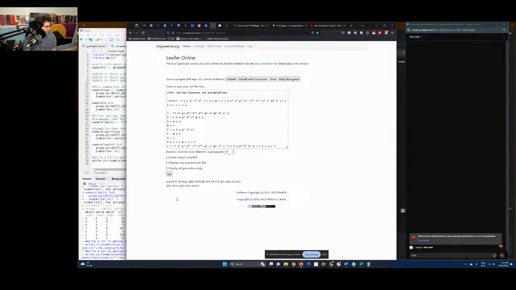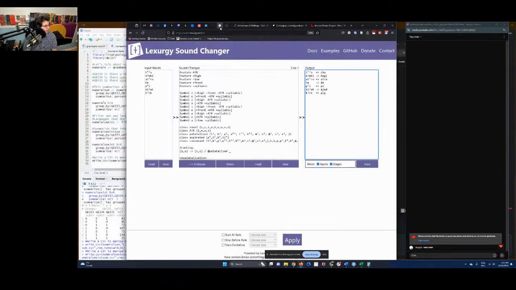Let's generate some more. B, P, T, MP, Mkin, Ngin... Kind of like MP. No, it's not MP, it's B.